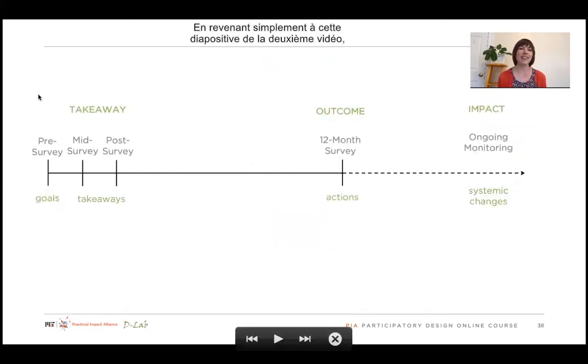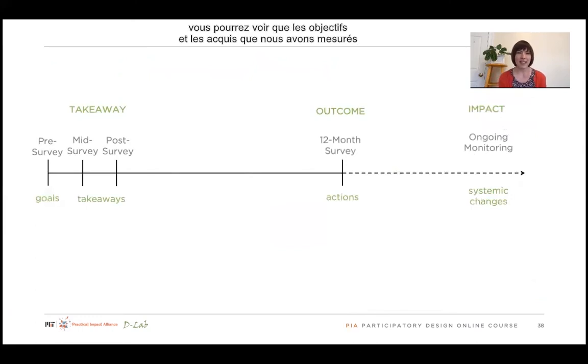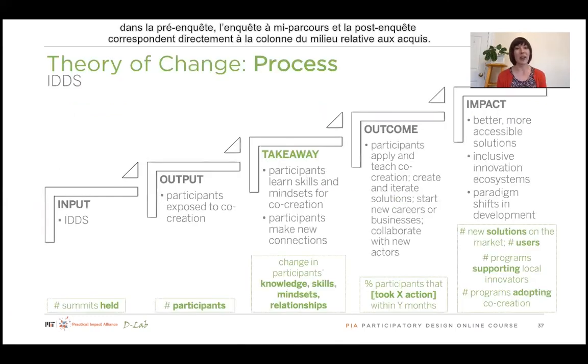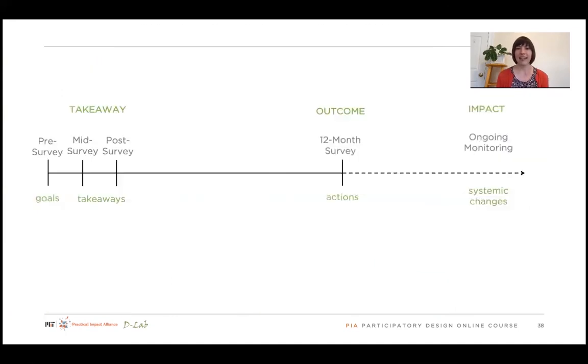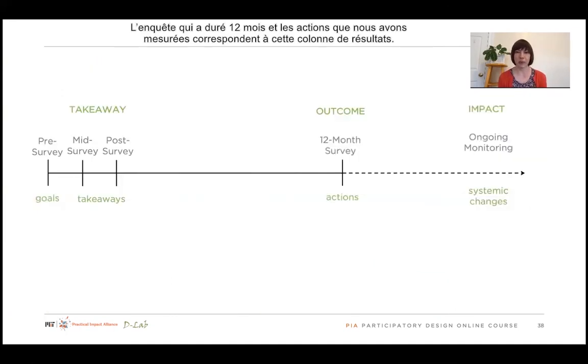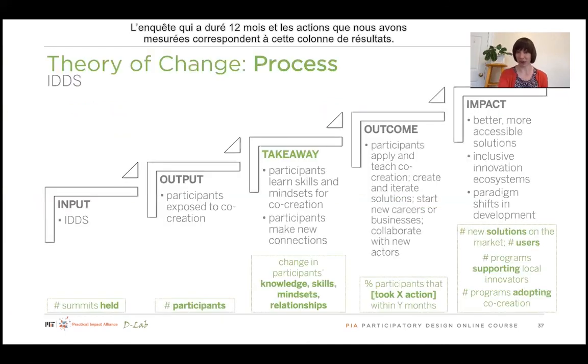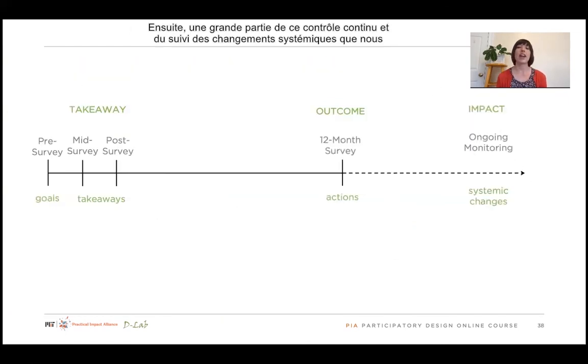And so just looking back at this slide from the second video, you can see that the goals and takeaways that we were measuring in the pre and mid and post survey correspond quite directly with this middle takeaway column. The 12-month survey, the actions that we were measuring, correspond with this outcomes column. And then a lot of that ongoing tracking and monitoring for systemic changes that we were doing corresponds quite nicely with the impact column. So our theory of change, as you can see, directly informs our measurement strategy. You can't have a measurement strategy without first setting out a theory of change.